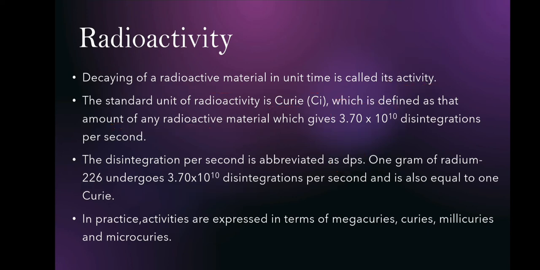As I've just told you earlier, curie is actually the amount of the radioactive material that gives this number of disintegrations. So if I talk about radium, 1 gram of radium-226 gives 3.70 into 10 to the power 10 disintegrations in a second. In practice, activities are expressed in terms of megacuries, curies, millicuries and microcuries.